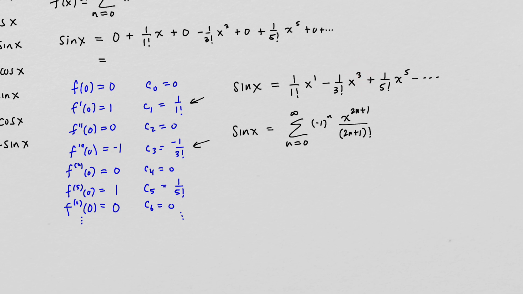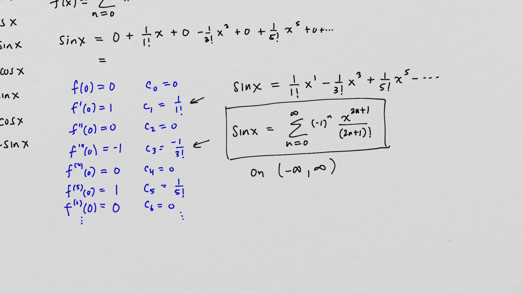So here we have the Maclaurin series for sine of x. And this will also converge on minus infinity to infinity, just like the function e to the x did. I'll let you verify that by applying the ratio test to this, but trust me when I tell you that it converges everywhere.